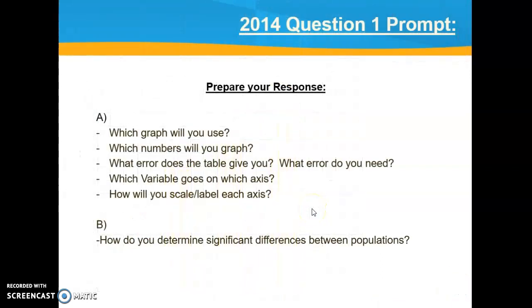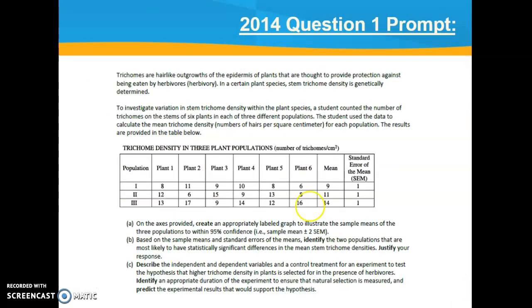Part D, no, I guess it would be part C, sorry. Part C is now a 3-pointer. Describe the independent and dependent variables and a control treatment for an experiment to test the hypothesis that higher trichome density in plants is selected for. So there's a lot of words there. This is going to be talking about experimental design. Design an experiment to test that higher trichome density is selected for, so is beneficial.